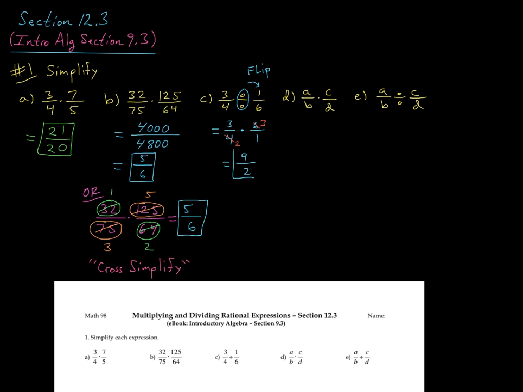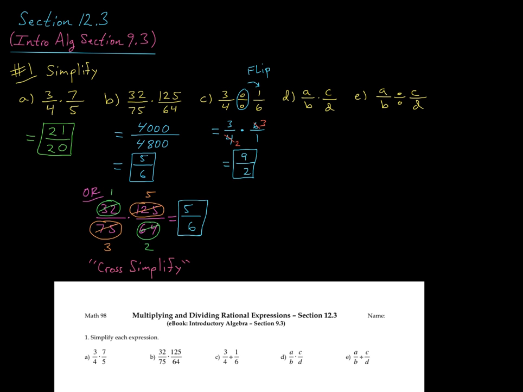And that's it. One other nice thing about the cross simplify approach is that the answer you're going to get is always going to be in simplified form. Okay, you're never going to have to check to see, oh, are there any common factors here? You would have already divided those out in this cross-simplify process, so that's nice.